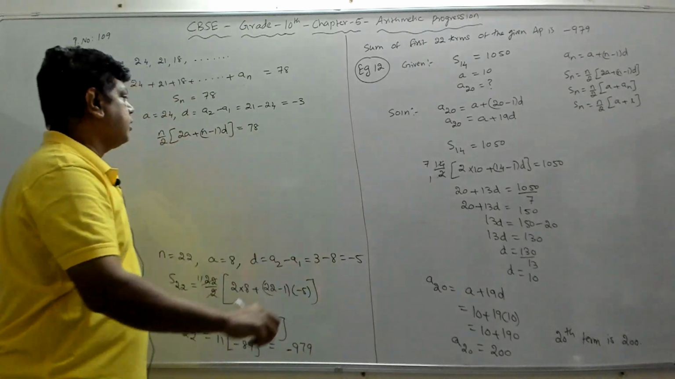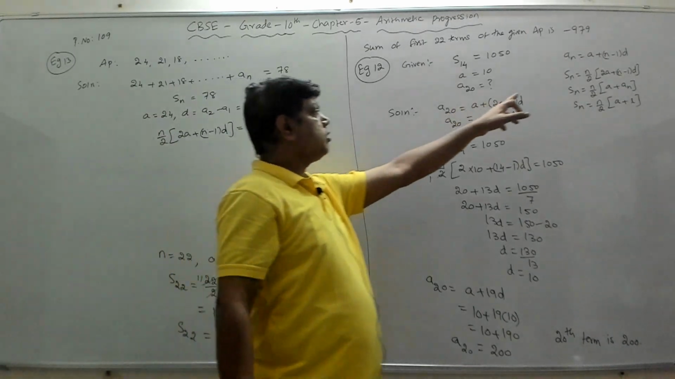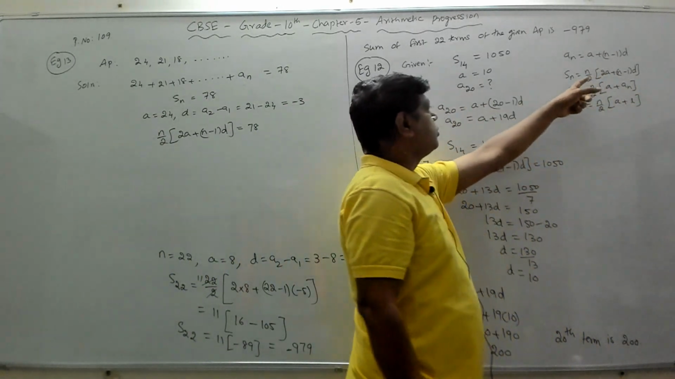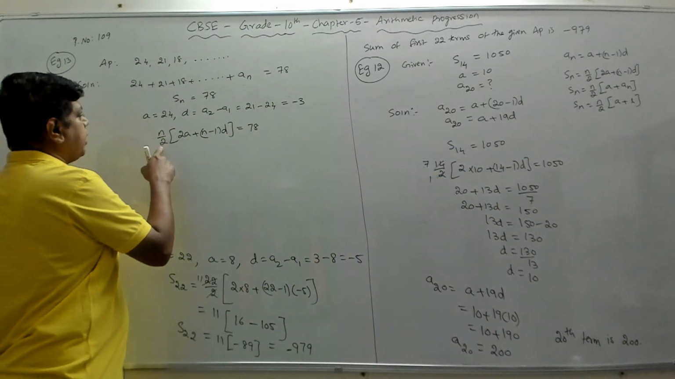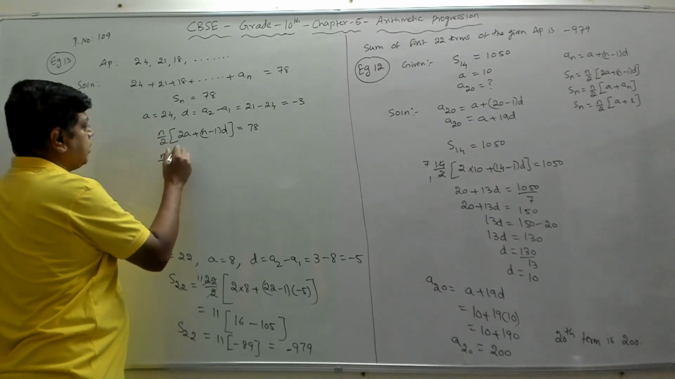L is same as an, right? So we are using this formula because we don't know an or l value. So we are using the first formula. So Sn is equal to 78. Now n we have to find, we don't know. N will keep it as n.